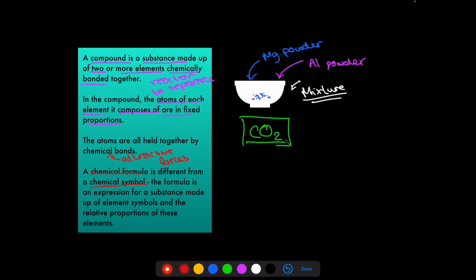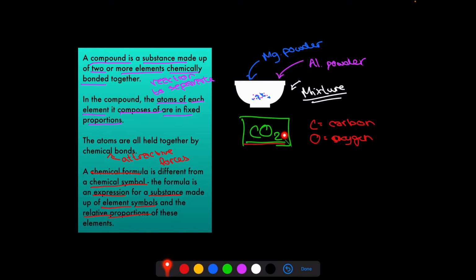So a chemical formula is different from a chemical symbol, okay? Carbon dioxide, what does it contain? Carbon and oxygen, right? So C equals carbon, it's the symbol. O is just the symbol of oxygen as well. But this here is the formula because it tells us an expression for a substance made up of element symbols, C and O, and the relative proportions of these elements. Symbols don't tell you any of that. They're just representations of an element, right?